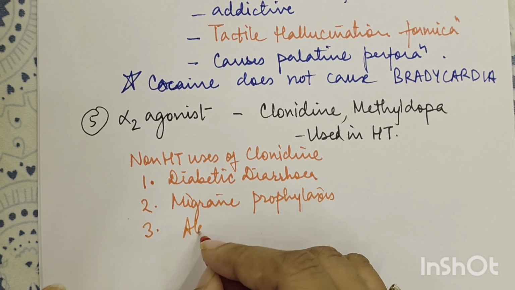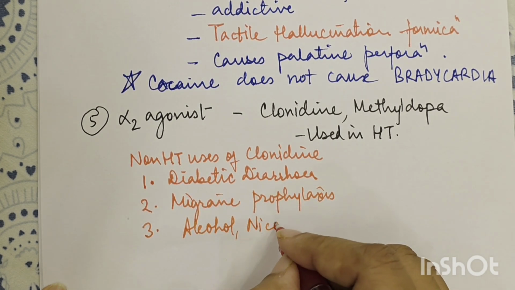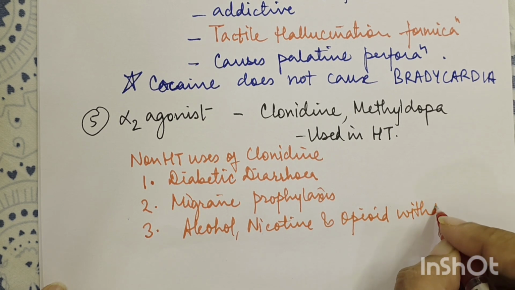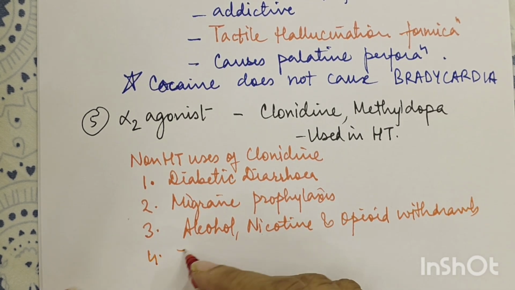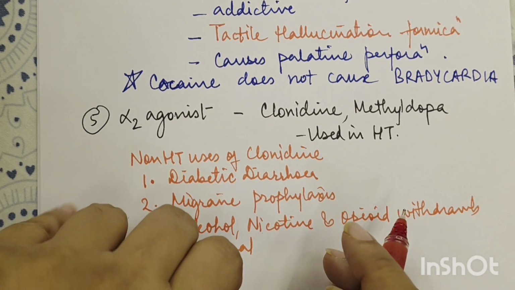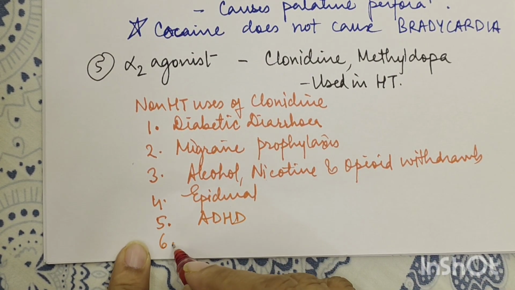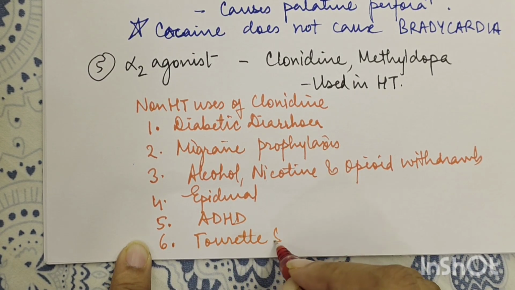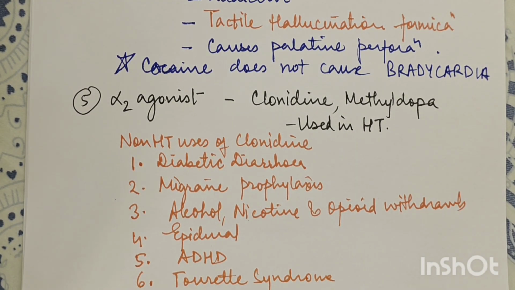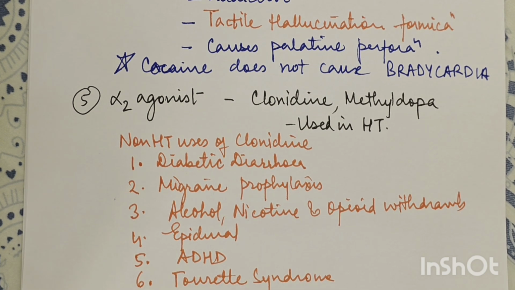Third, used in alcohol, nicotine and opioid withdrawals. Fourth, used in epidural analgesia, epidural anesthesia and delivery. It is also used in ADHD. And sixth, it is used in Tourette syndrome. So these are the specific characteristics of clonidine. You have to remember all of them. They can be asked, and a lot of questions are asked on them also.